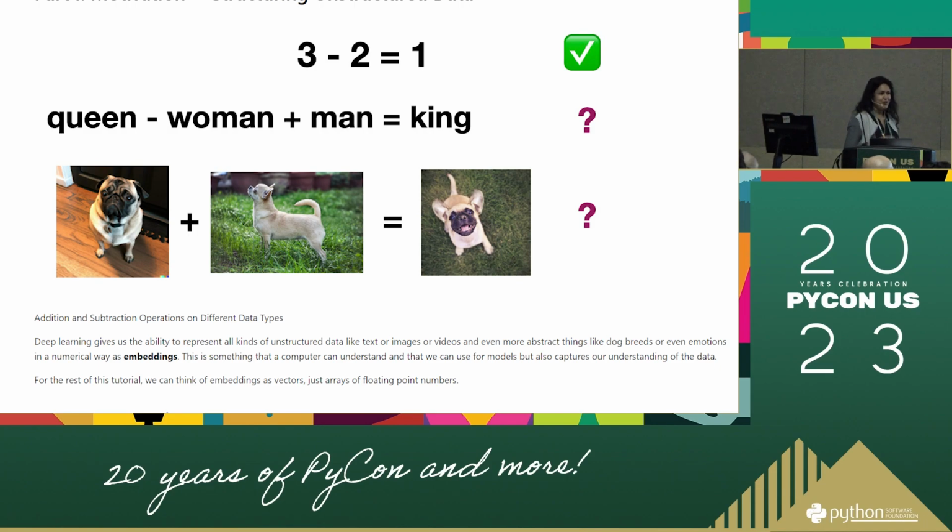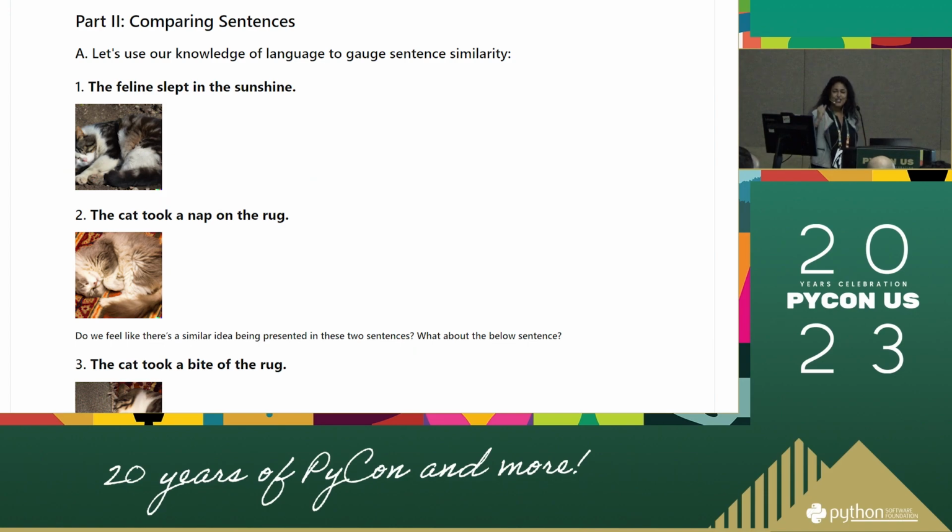Okay, so that was the intro. This is to motivate us, see some pretty pictures. Now let's get closer to what we're actually trying to do, natural language. Words are great, but we need to start looking at sentences if we want to get closer to natural language. So let's use our knowledge of language to gauge sentence similarity.